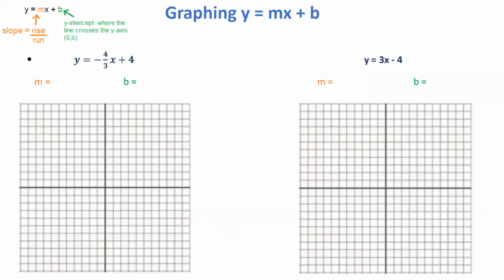Okay, so now let's graph all this stuff. So this is my equation, okay? My b is the starting point. Which one's my b up there? Which one of those numbers in that first function is my b? What do you guys think?